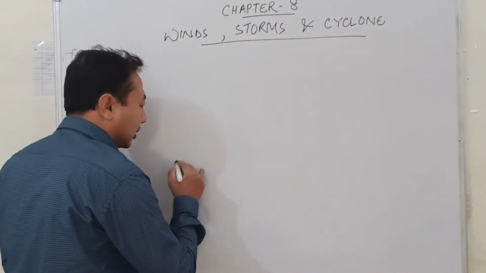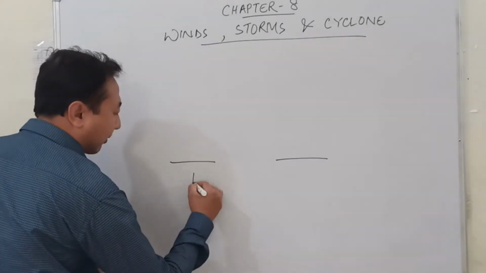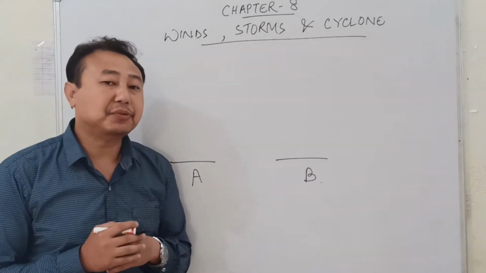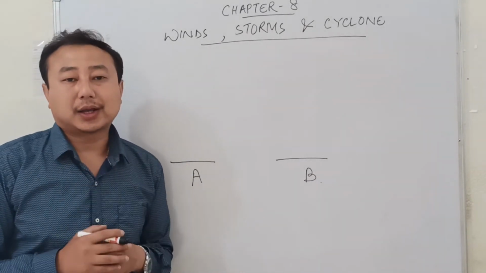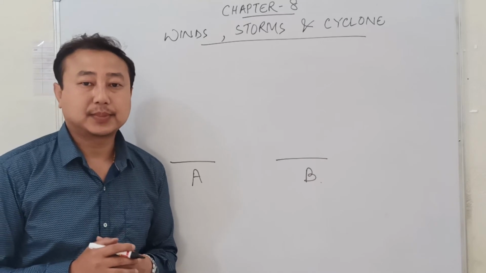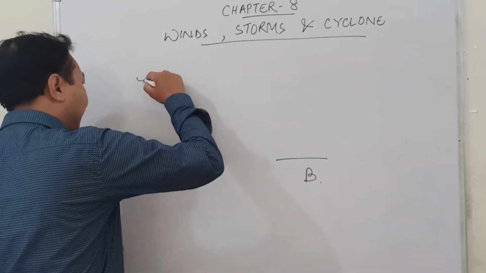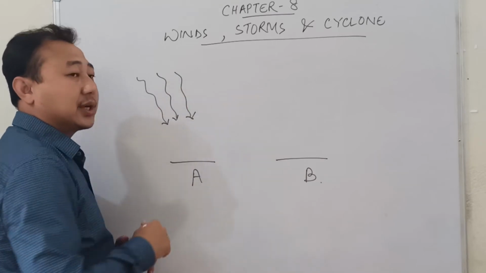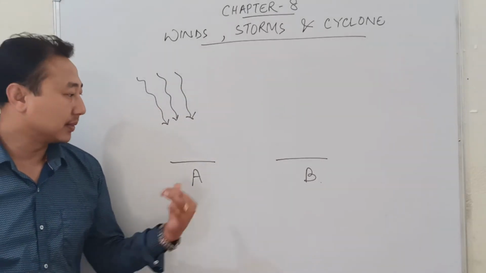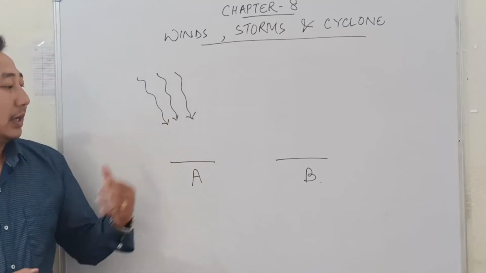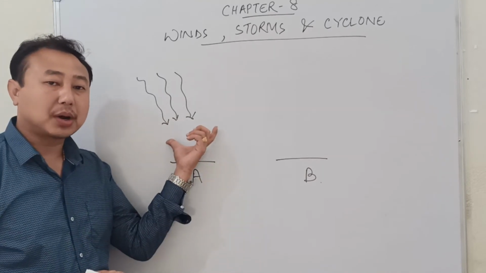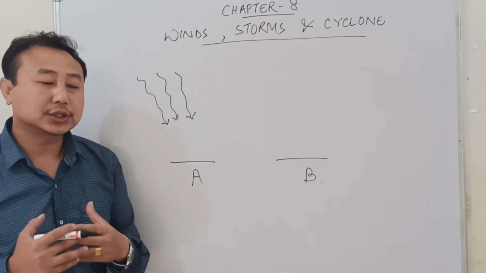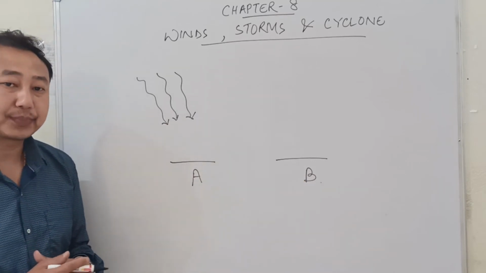Let us take two different areas, area A and area B. Here we have to remember that air expands when heated. Let us say this area A receives more sunlight than area B. So as area A receives more sunlight, this area will have a warmer temperature as compared to area B.